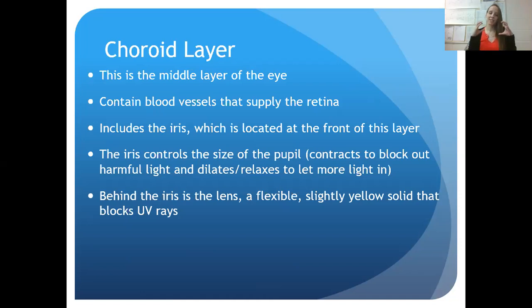The job of the iris is to control the amount of light coming into the inner part of the eye. And it does that by either contracting to make the pupil smaller and let less light in, or dilating in order to make the pupil larger and allow more light in. And then behind the iris, you have the lens, which is a flexible, slightly yellow solid. It helps to block UV rays. It also bends light towards the back of the eye.